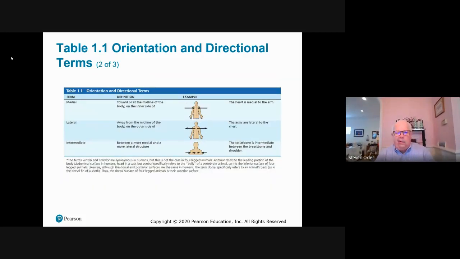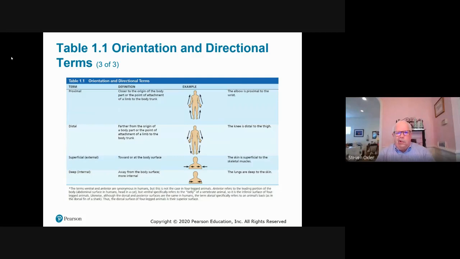Medial and lateral. Don't worry about the word intermediate. That's not important. Medial means towards the midline. The heart is medial to the arm. It's closer to the midline than is the arm. Lateral means away from the midline. The arms are lateral to the chest. I'm not going to ask you any questions on intermediate. We don't use that term anymore in medicine.